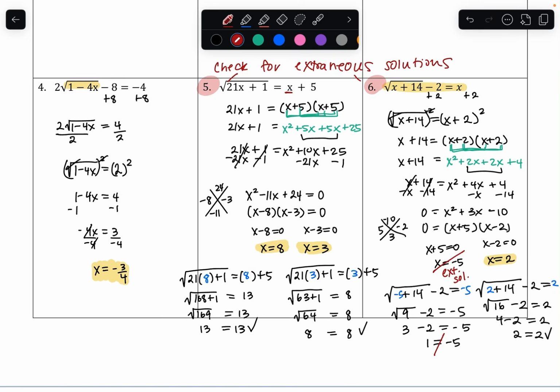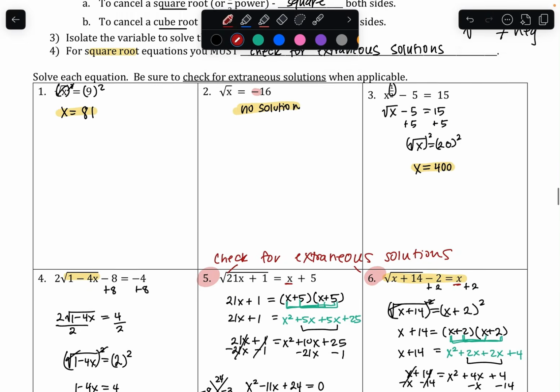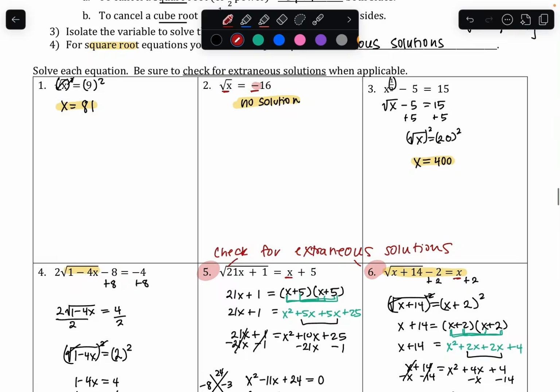Okay, when you have a variable on both sides and one is not under a radical, the other thing you have to watch out for with square root is just making sure it doesn't equal a negative. In that case, you shouldn't even be solving. You should say no solution.